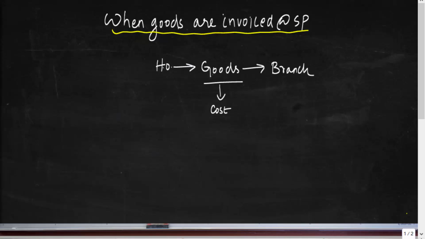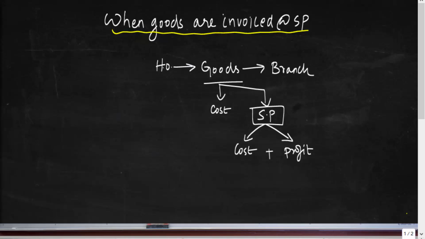Now let's look at another scenario where goods are sent not at cost price but rather at selling price. So what is selling price? Selling price is nothing but a composition of two elements: one is cost, and the next one is profit. So cost plus profit is equal to selling price. Now what are the accounting effects if goods are sent at selling price to the branches?